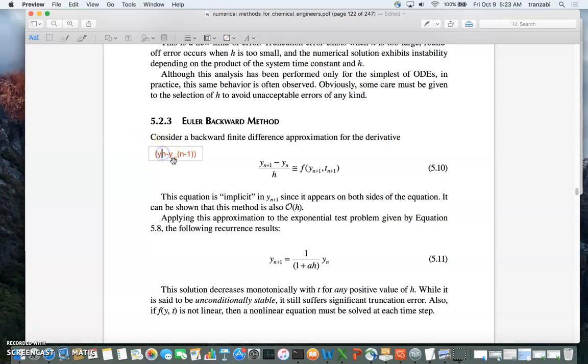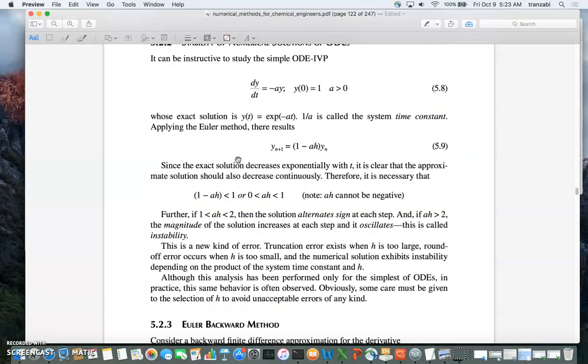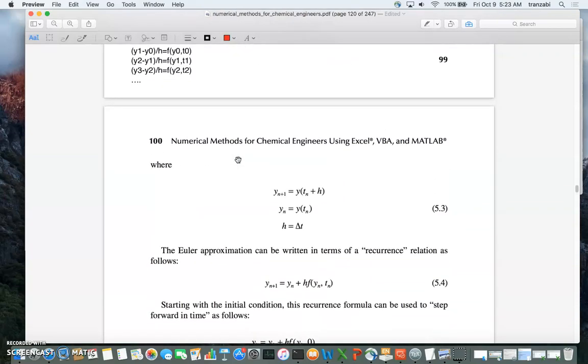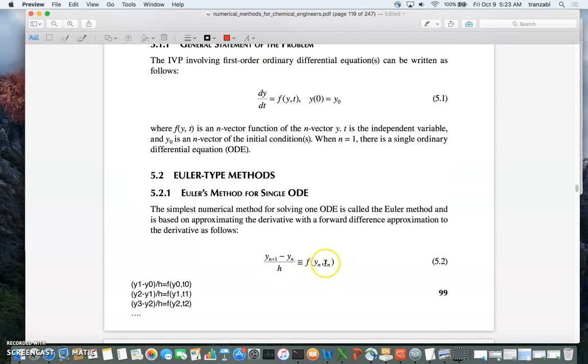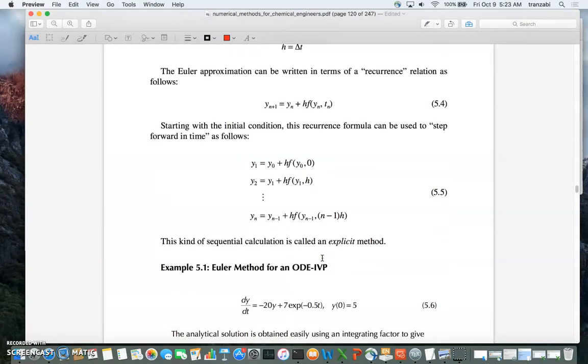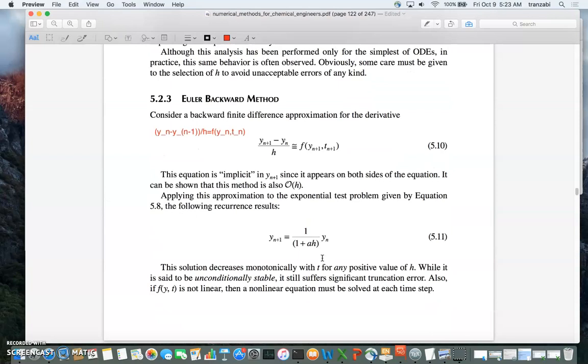So I'm writing the subindex as underscore. I'm just replacing n by n minus 1 in this equation. Divide by h, that's equal to f of y sub n and t sub n. Now look back. On the right side I have y and tn, exactly like in forward Euler. In forward Euler we had y and tn as well. Now the right sides are the same, but the difference is the left side.